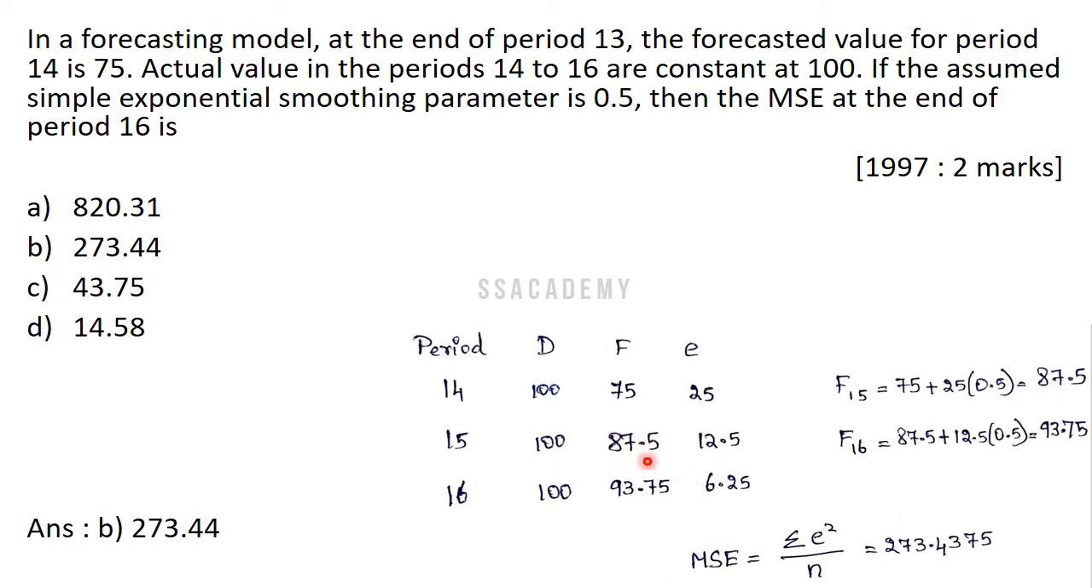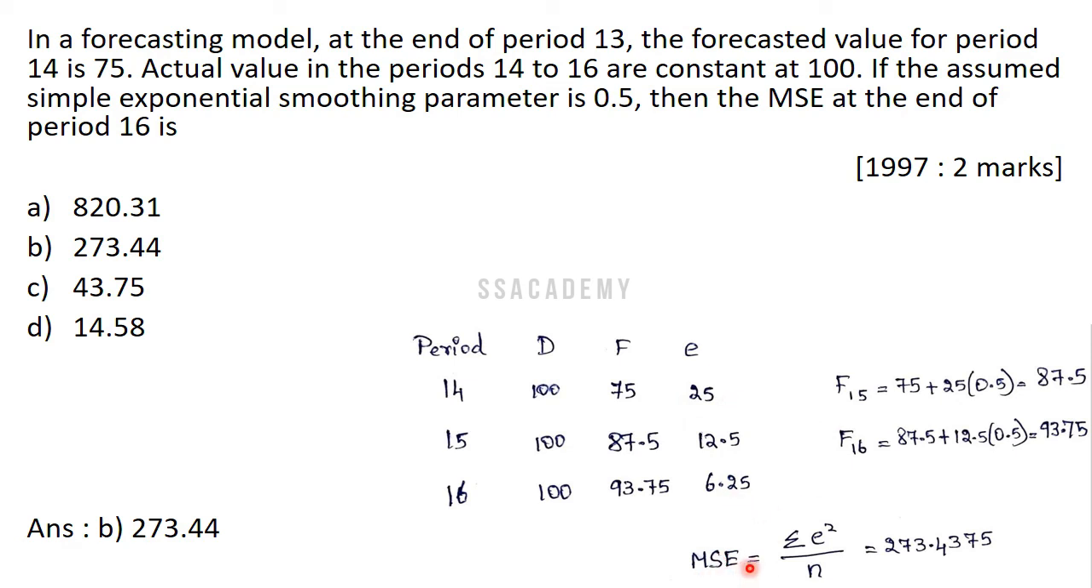This is the forecast. Now the error is again calculated: 100 minus 87.5, which is 12.5. Now this forecast plus error into 0.5 will give you 93.75 as the forecast for the 16th period. You can see the forecast is improving based on error. This is the exponential smoothing method. Now you got the forecast as 93.75. You have to calculate the error because they have asked for mean square error. If they had just asked the forecast for the 16th period, this would be the answer, 93.75. But they have asked for the error. Now we have calculated the error.